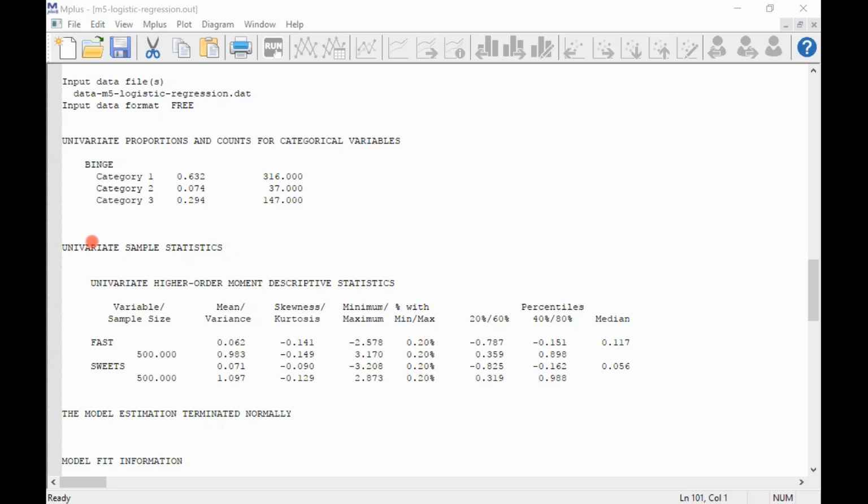Next you have the univariate sample statistics, which gives you a range of descriptive statistics. You can check them, of course, but I hope by this point you will have already looked at the descriptive statistics in your data management software of choice.